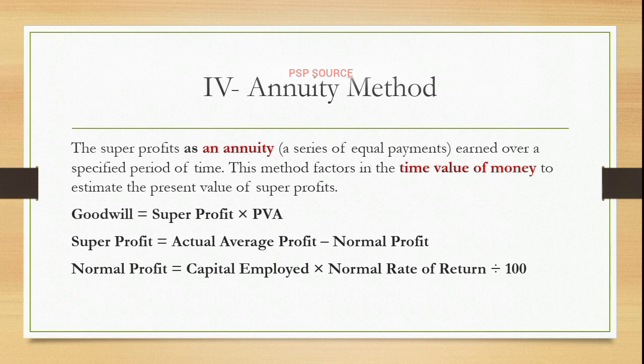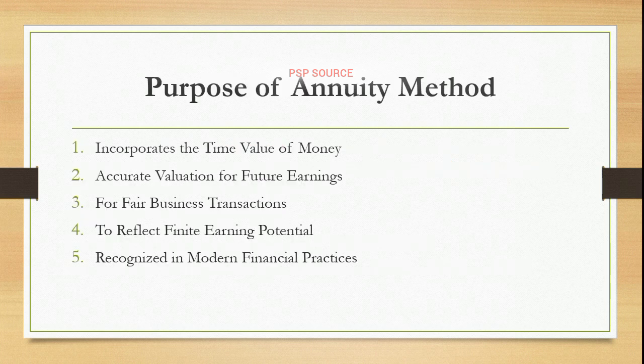The formula of goodwill here: goodwill equals super profit, where super profit equals actual average profit minus normal profit, and normal profit equals capital employed times normal rate of return. The purpose of the annuity method is to incorporate the time value of money. This method recognizes that future cash inflow is worth less, but money earned today is worth more.